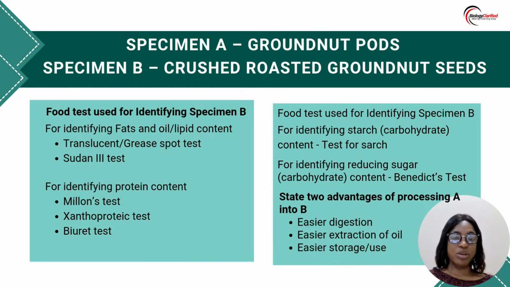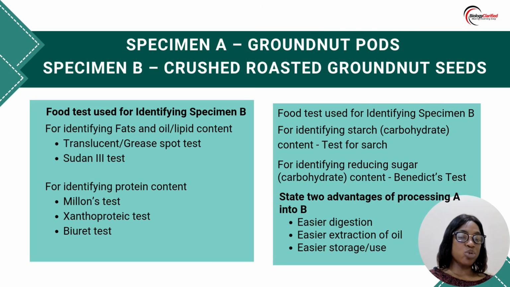That could be a question asking for the food tests used for identifying specimen B. So let's go. For identifying fat and oil content of specimen B, these are the translucent or grease spot test and the Sudan 3 test. Then for identifying the protein content of specimen B, Millon's test, xanthoproteic test, and Biuret test. The one that was conducted earlier is the Biuret test, the one that uses sodium hydroxide and copper 2 sulfate.